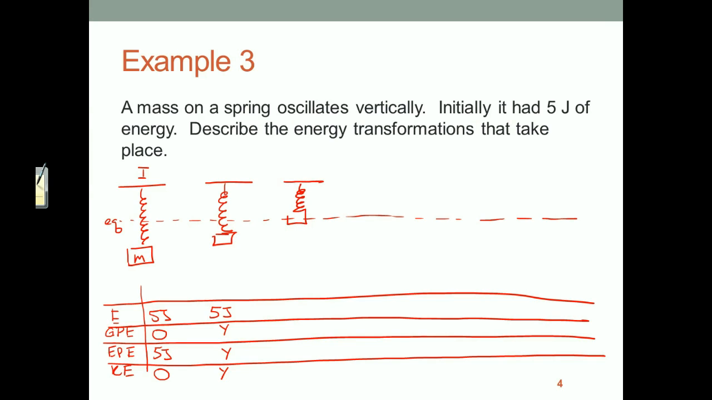Next, we're going to hit the equilibrium position. Energy has to be conserved, so that has to be 5 joules. It does have gravitational potential, and kinetic because it is moving, and at this location the kinetic energy will be as big as possible. It will not have elastic potential because it is at the equilibrium position.